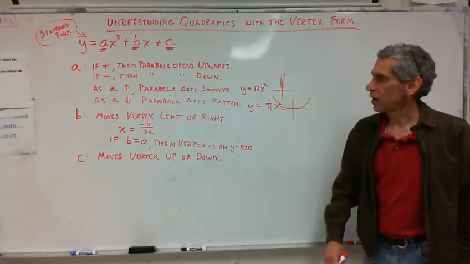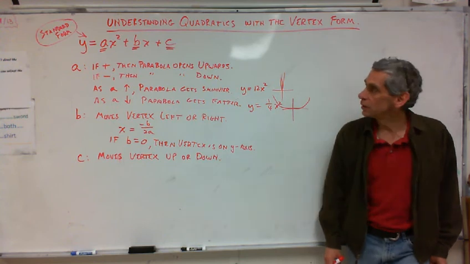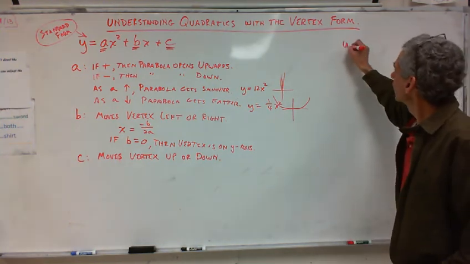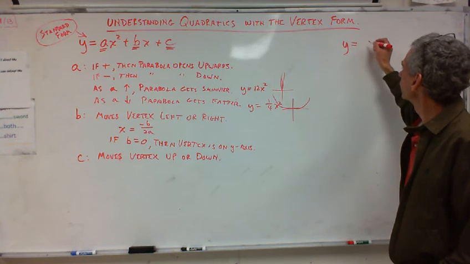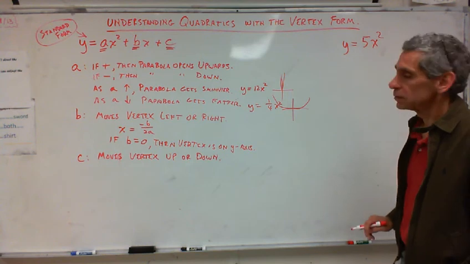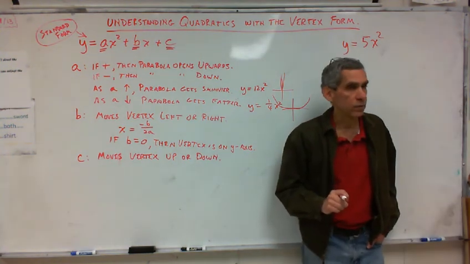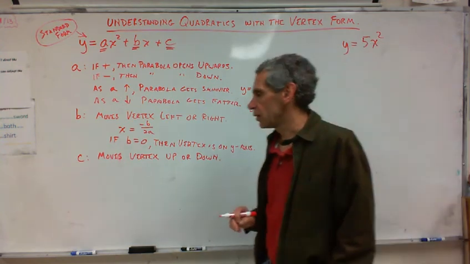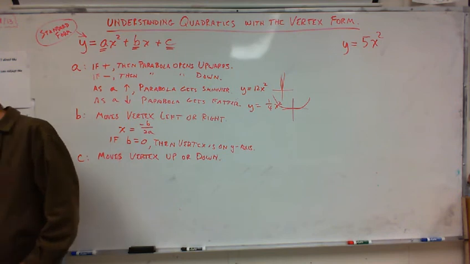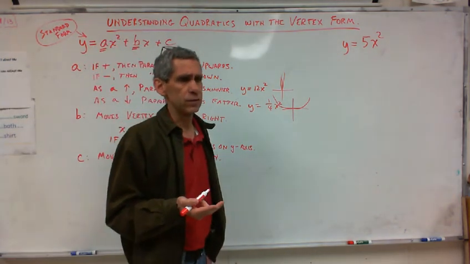So we're going to talk about these for a second, and I'm going to give you some examples. Let's say we have this equation: y is equal to 5x squared. Okay? Y equals 5x squared. So I'm going to ask you three questions. Does it open upwards? What are the coordinates of the vertex? And what is the equation for the axis of symmetry?